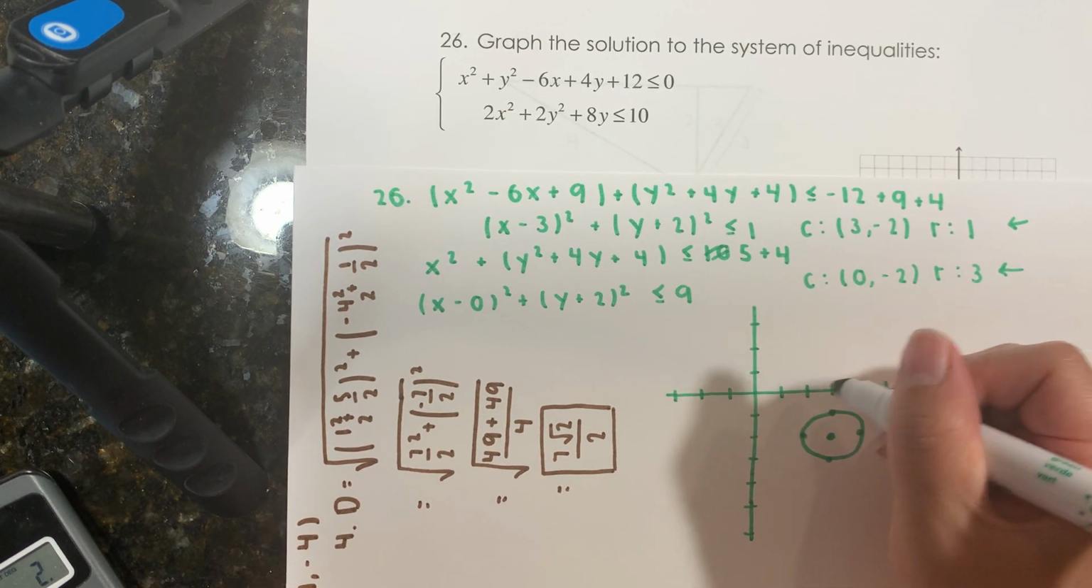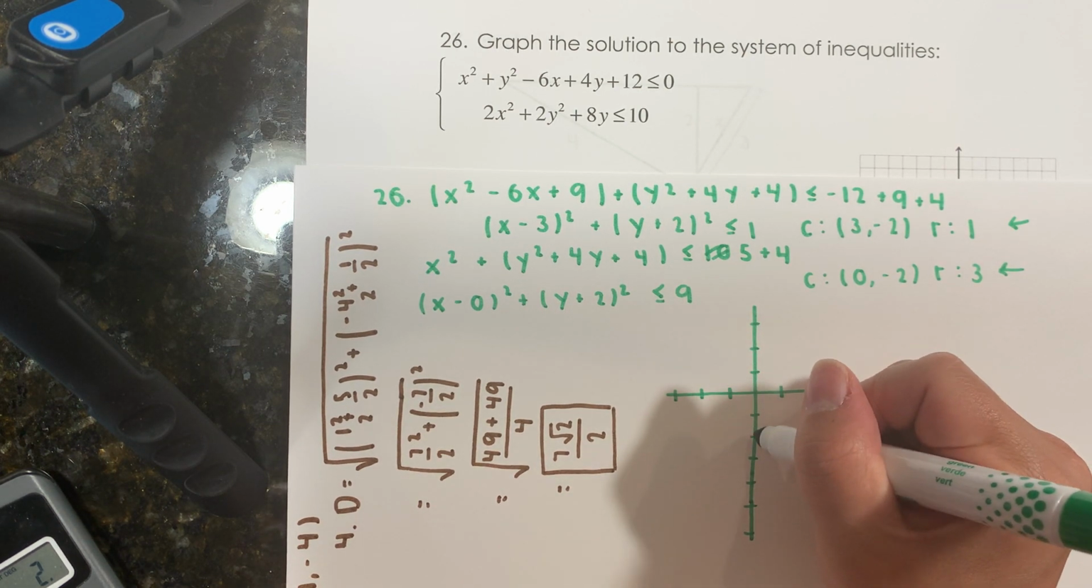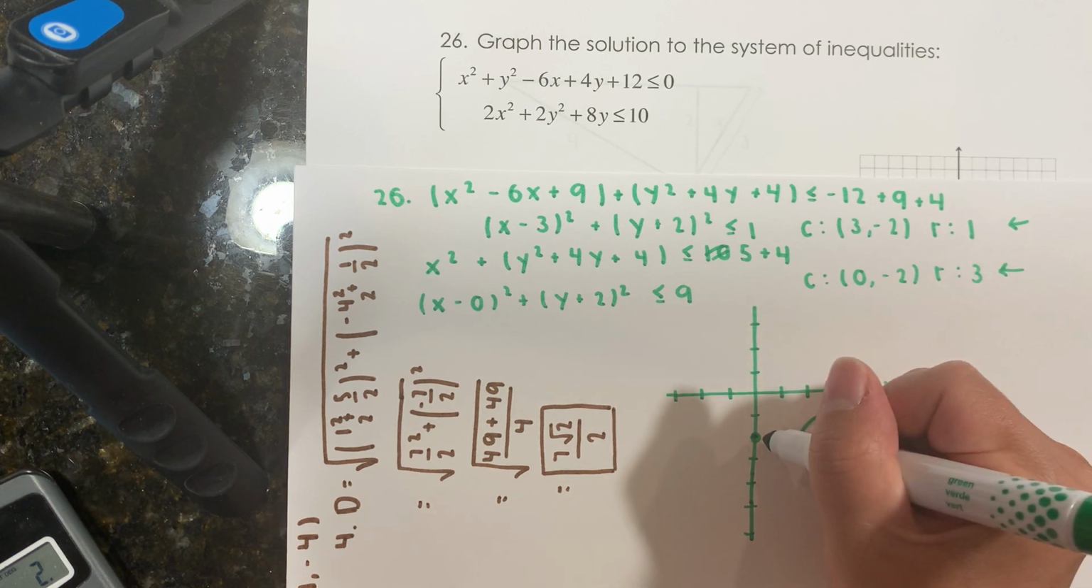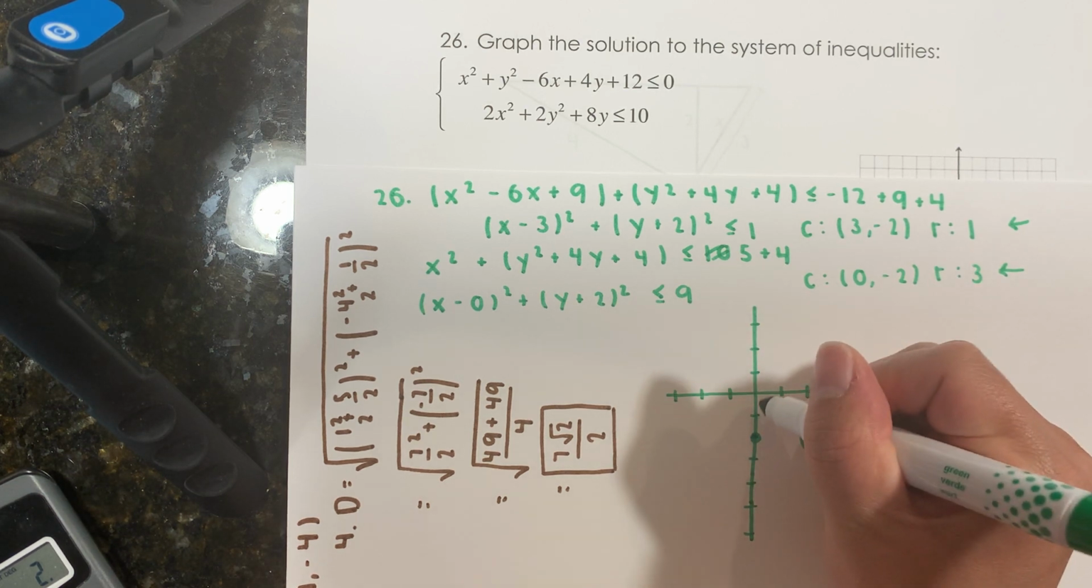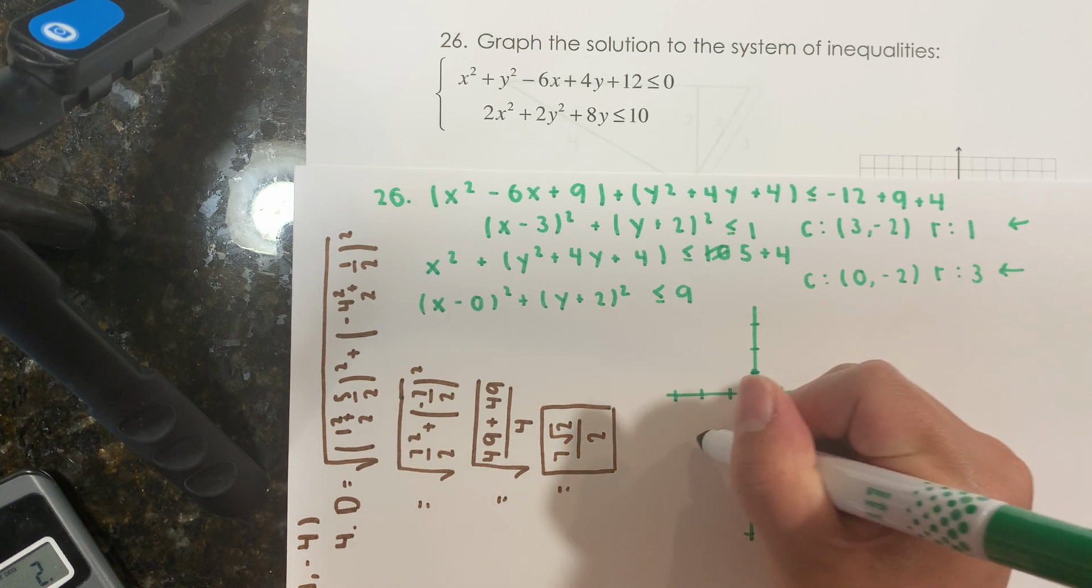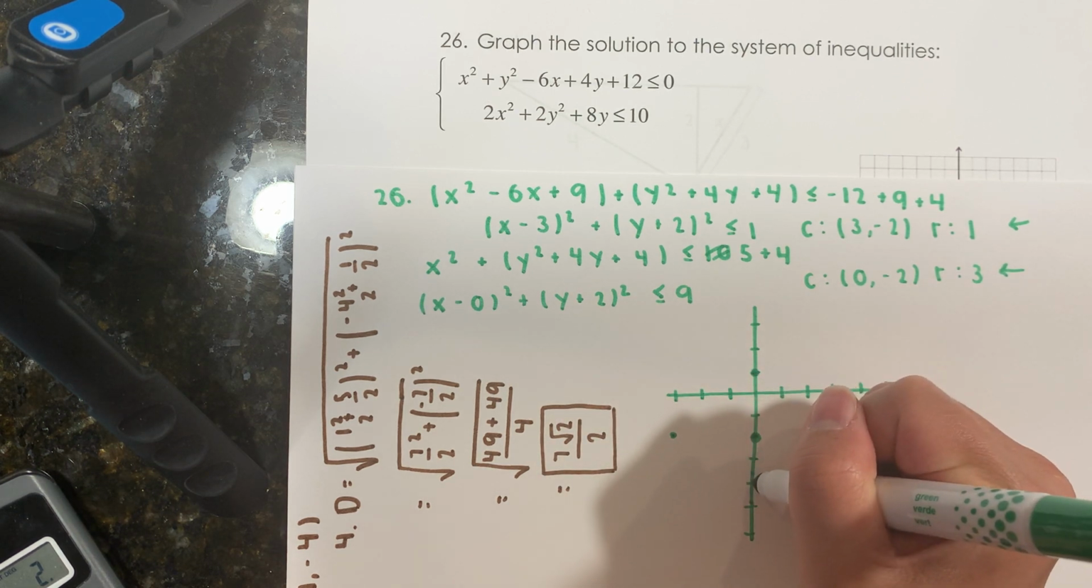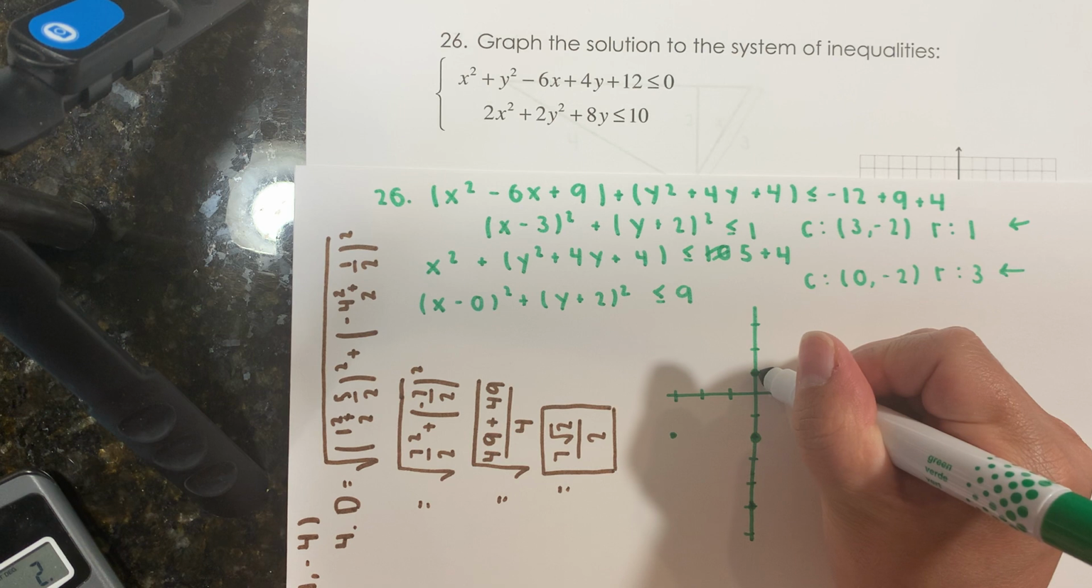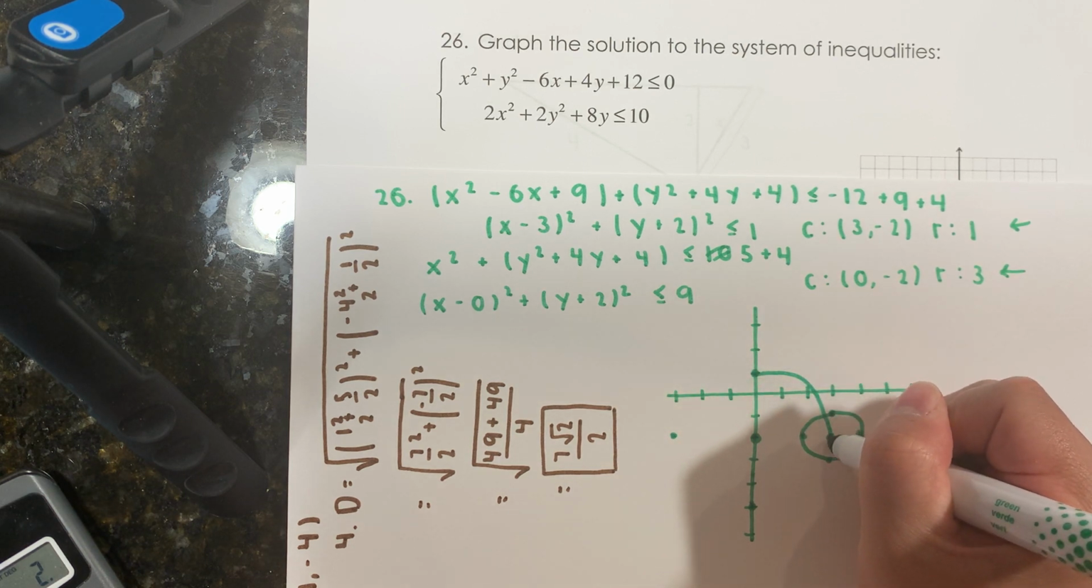Second one is going to be 0, down 1, 2. And the radius is 3. So 1, 2, 3, and so on in each direction. And then I'm going to connect those dots.